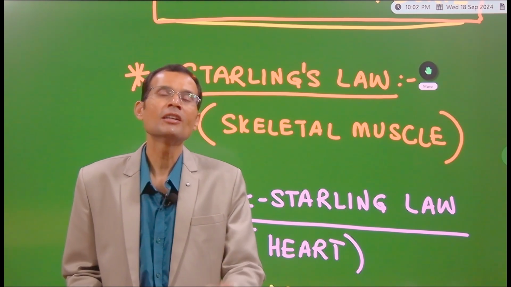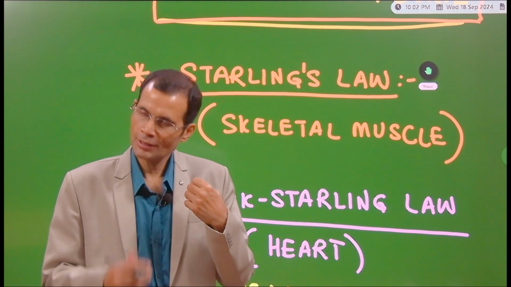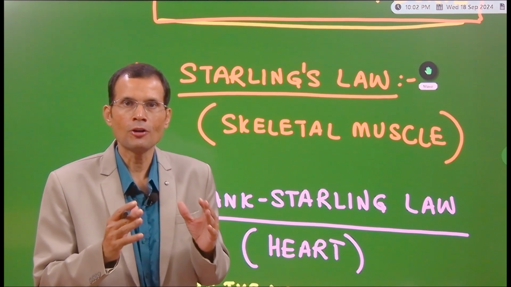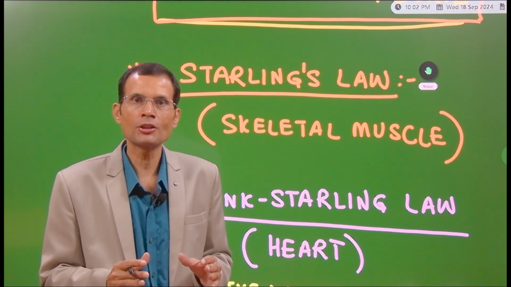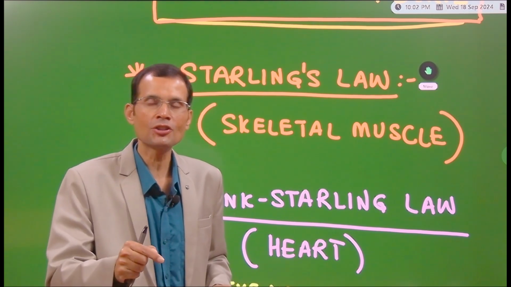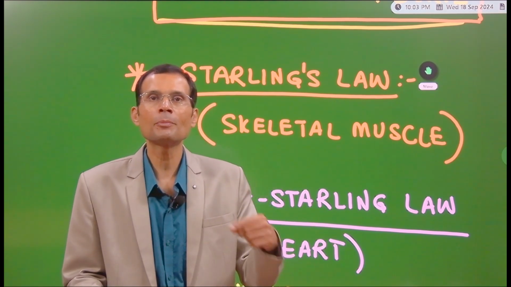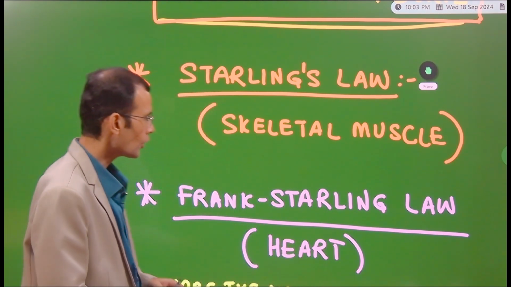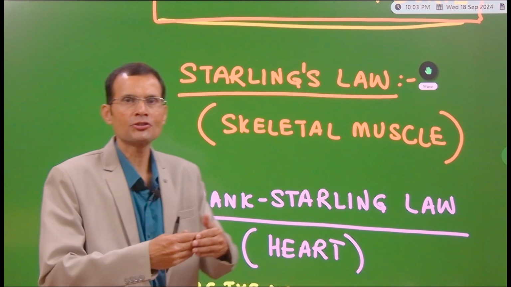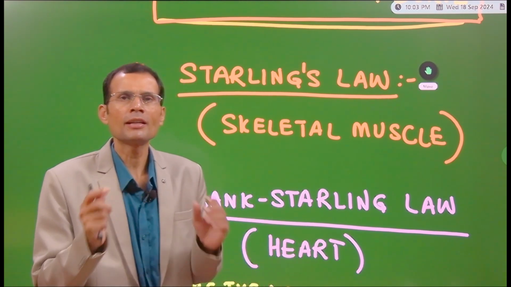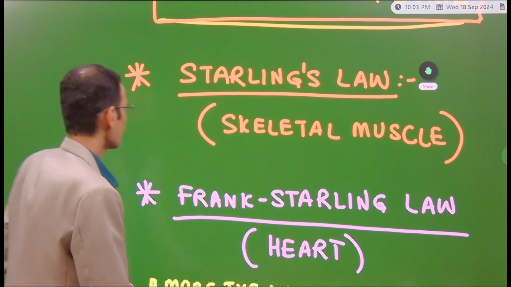I repeat once again so that you can reproduce it in the vivas. Strength of contraction of a muscle is proportional to the initial length of the muscle fiber. Greater that initial length, stronger will be the contraction, but within physiological limits. All right, it's not as if you go on stretching the muscle and then make it contract, it will contract stronger. There is some physiological limit to it.